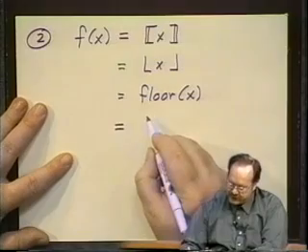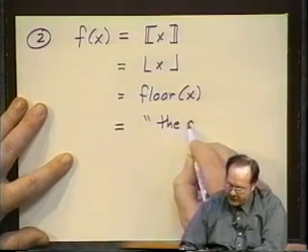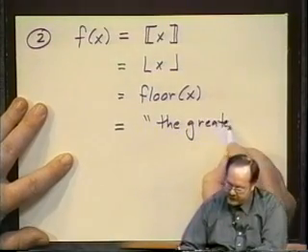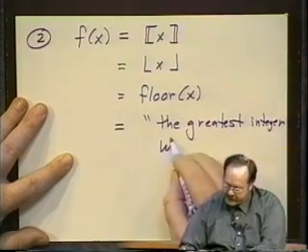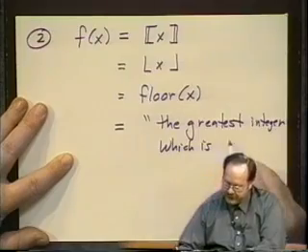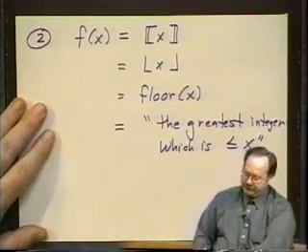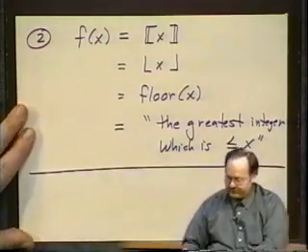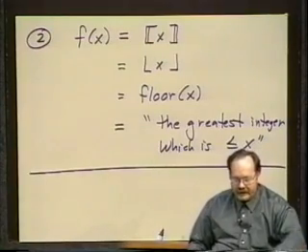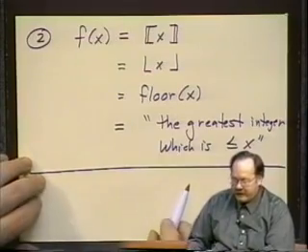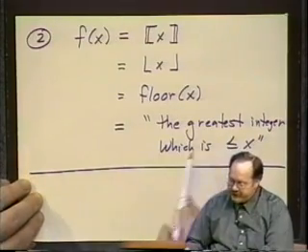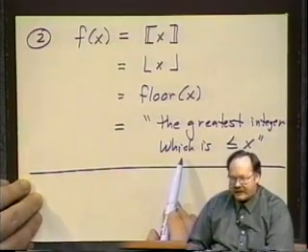And what is its definition? Its definition is the following. It is the greatest integer which is less than or equal to x. Now you might say, what a very odd definition. I've never seen anything quite like that. Well, think about that for a moment. The greatest integer less than or equal to x.